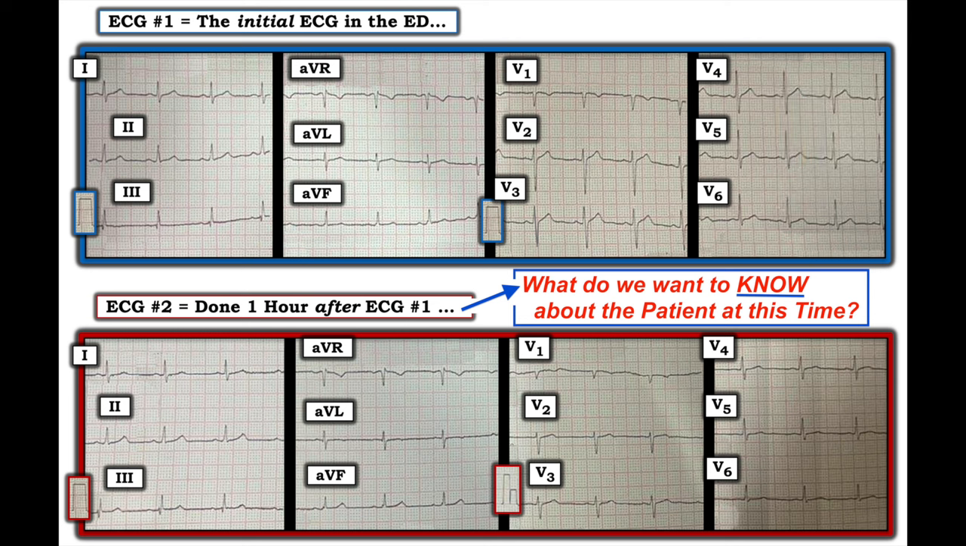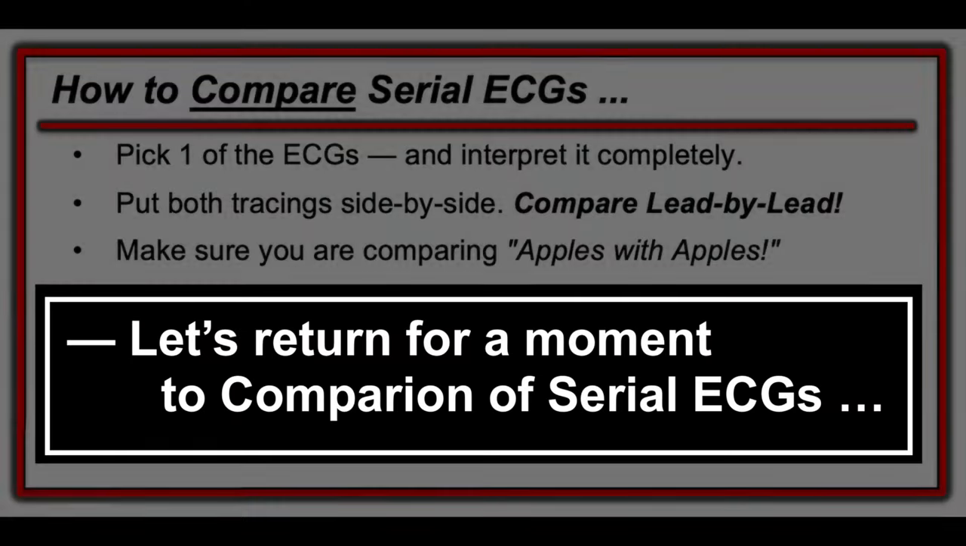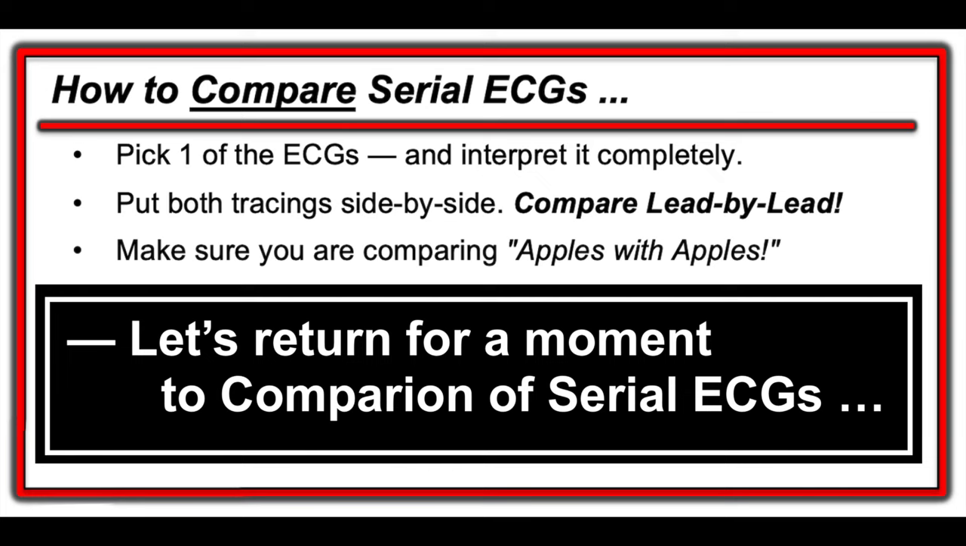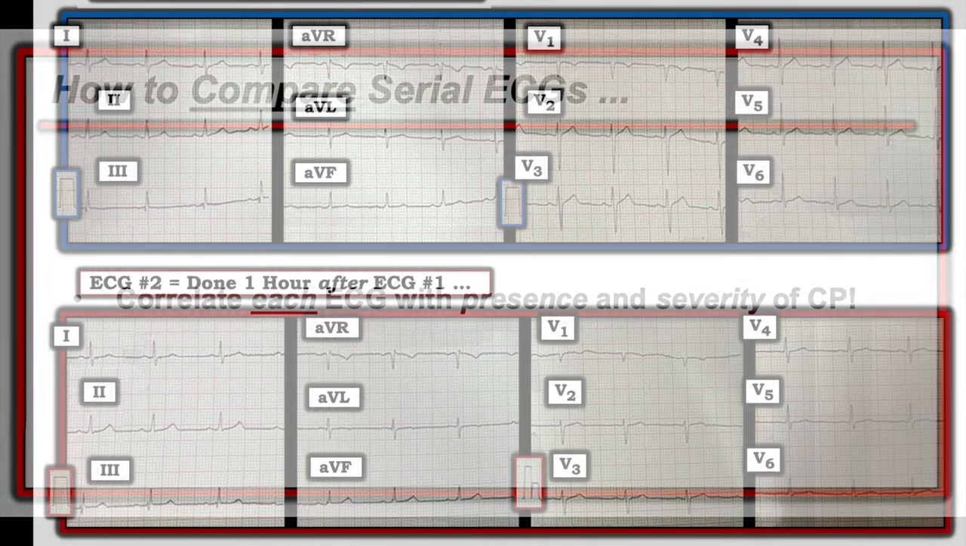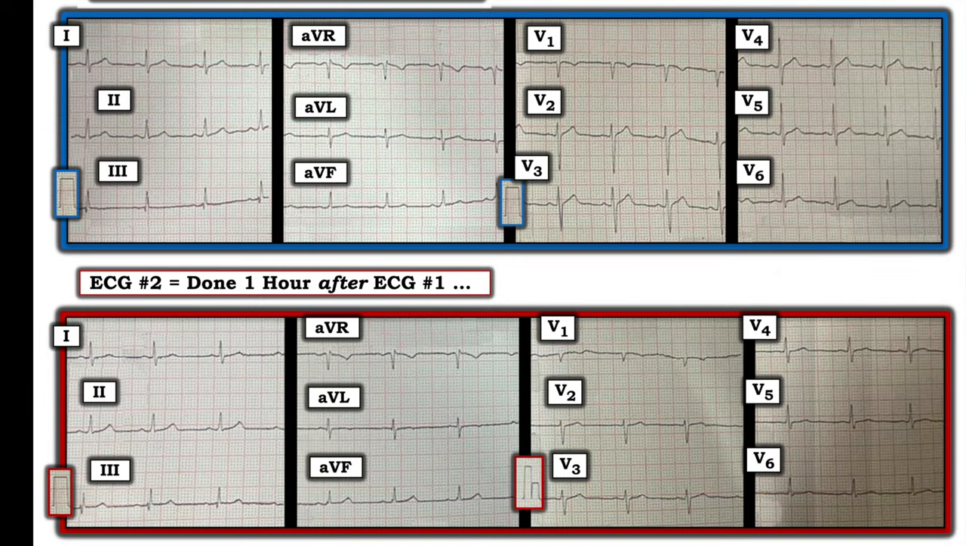What if it turned out that this patient had no chest pain an hour later? What might that tell you? To compare tracings, correlate each ECG with the presence and severity of chest pain. That was not done here. Let's imagine the patient no longer had chest pain. This patient went home. The patient probably felt, I feel better, why should I stay? And the emergency provider may or may not have realized how important that was.